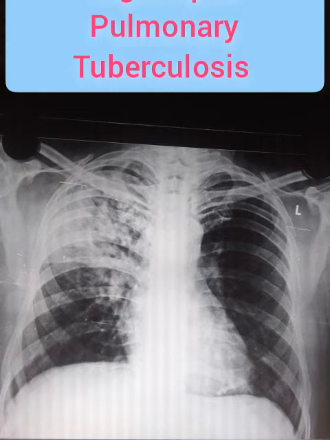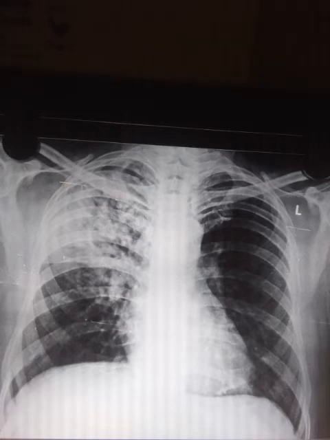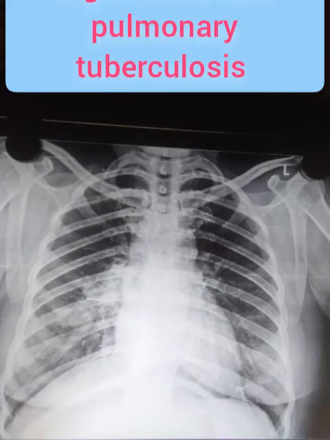Pulmonary tuberculosis is a common infective sequela happening in the environment. In that case, we call it latent tuberculosis. Those who are immunocompromised end up with pulmonary tuberculosis. In this X-ray, we are seeing right lower lobe pulmonary tuberculosis.